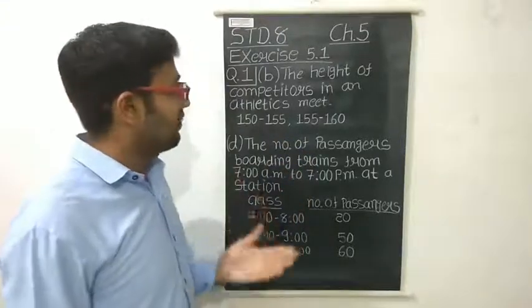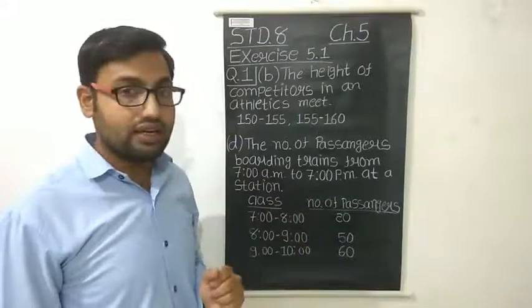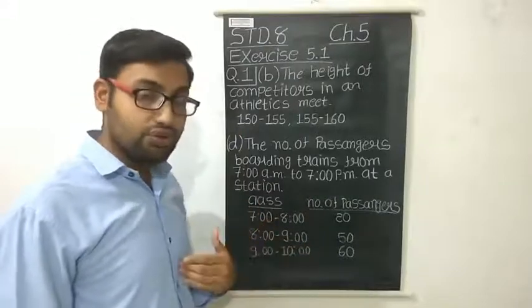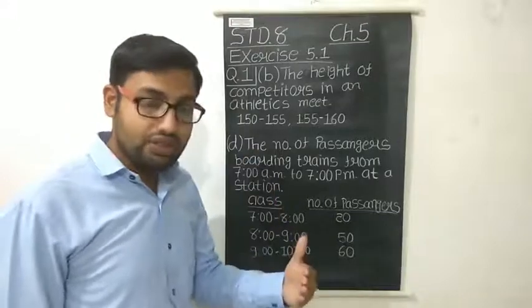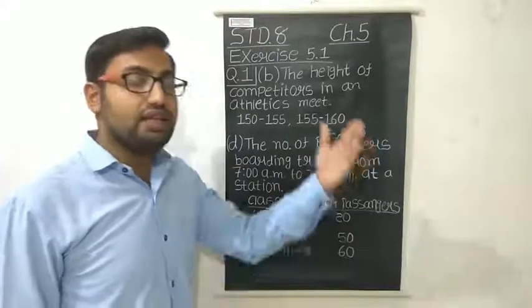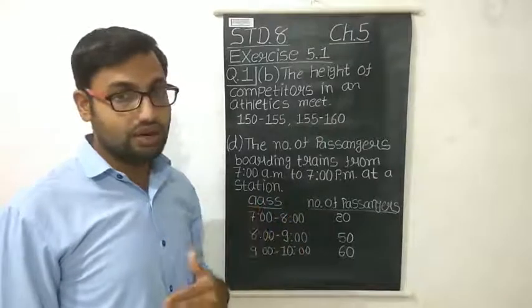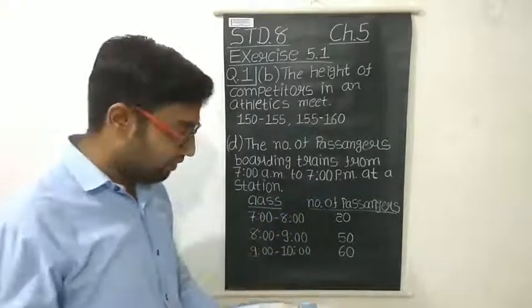So we have to identify from the given data in which data we can draw the histogram. If we can make the grouped frequency distribution table from the given data, then only can we draw the histogram. So let us check one by one.